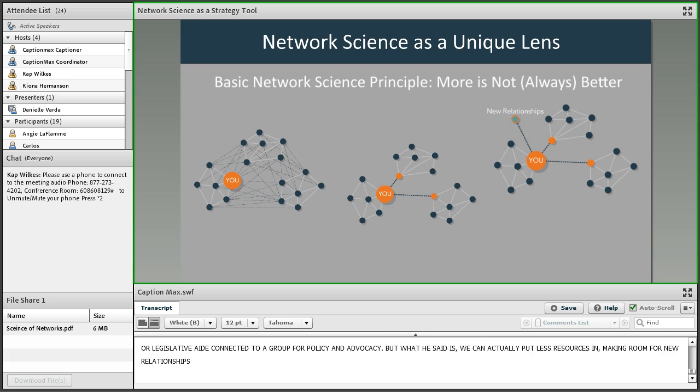But what he says is we can think about networks this way. We can actually put fewer resources in, making room for new relationships to new sub-networks, and we'll get a greater collaborative advantage.